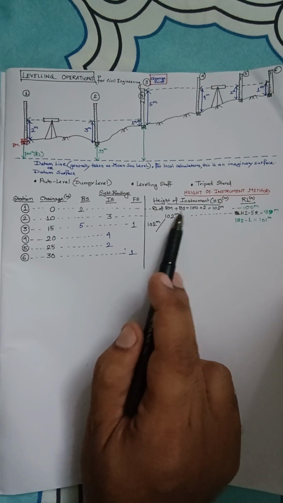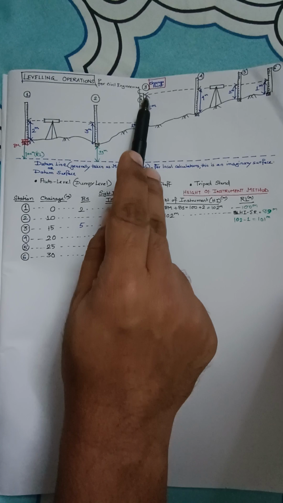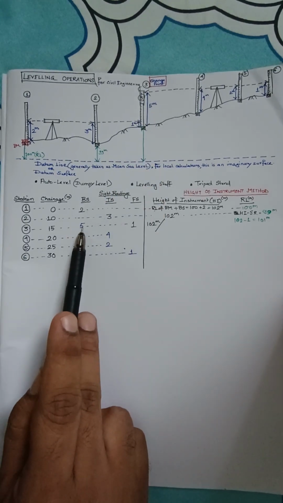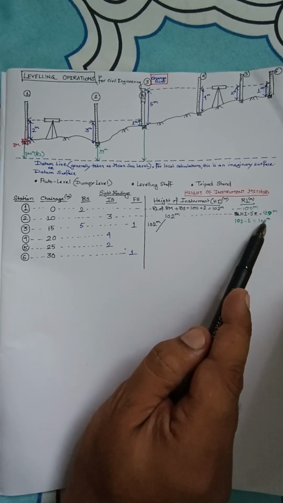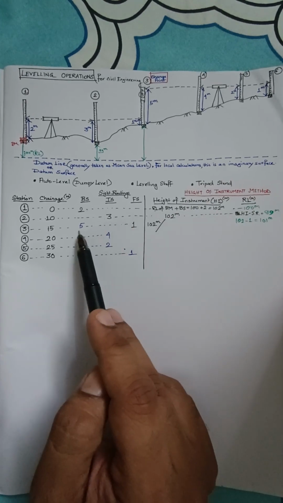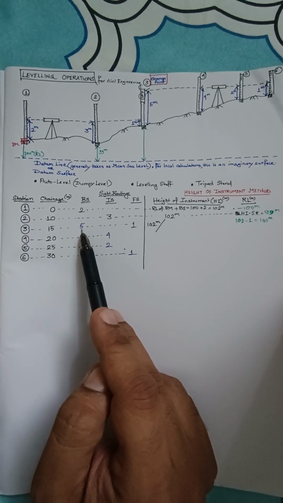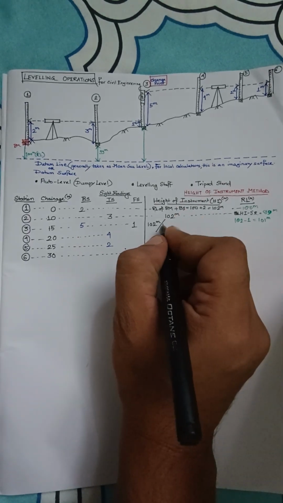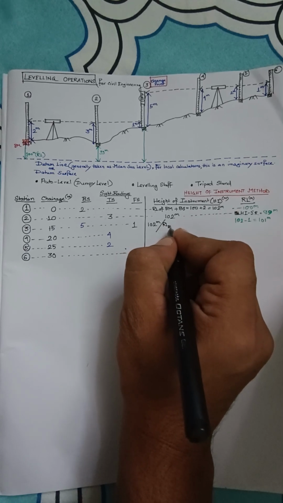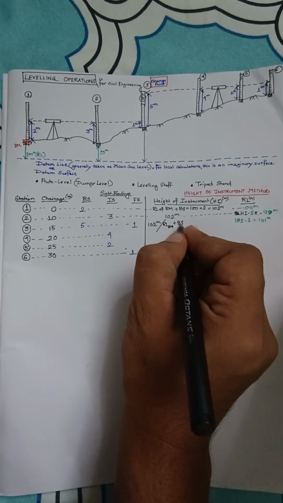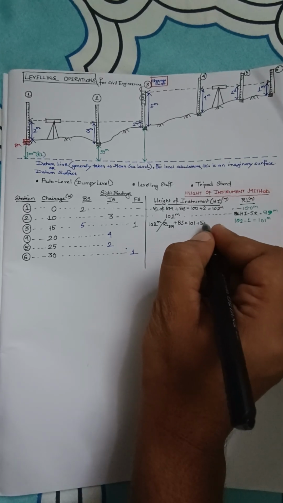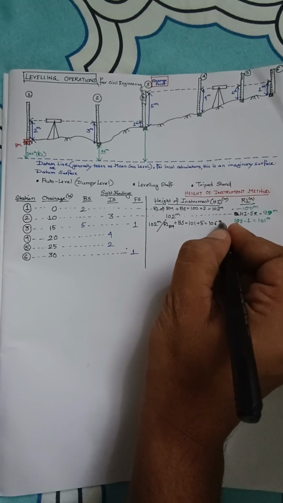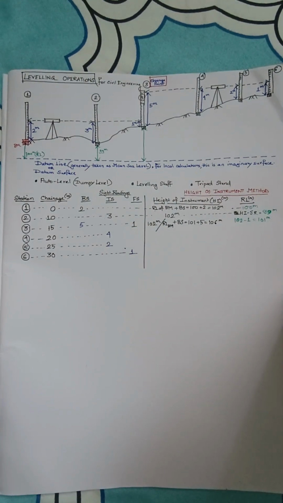And do you have a backside at station number 3? Yes, we do have it, 5 meters. And see, we have written it over here also, 5 meters. So isn't it, the height of instrument is nothing but the RL of benchmark plus the backside, the new height of instrument. This will be RL of benchmark plus backside is equal to 101 plus 5 is equal to 106 meter. There you go. This is the new height of instrument.